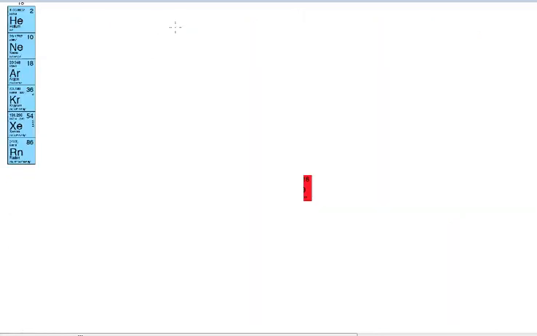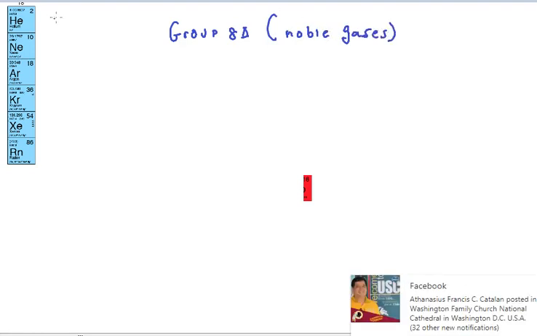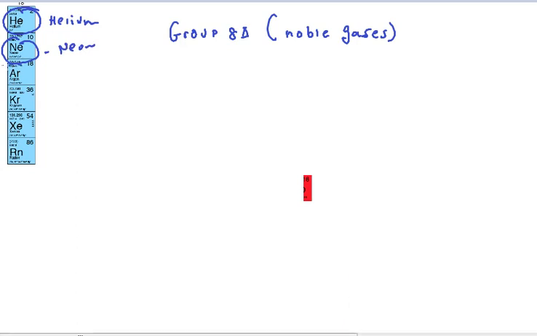The last group which I would like to discuss is group 8, group 8A. In most literature you'll see them as noble gases. Helium is here, and this one here is called neon. We have argon, krypton, and xenon is here, and the final element is radon.